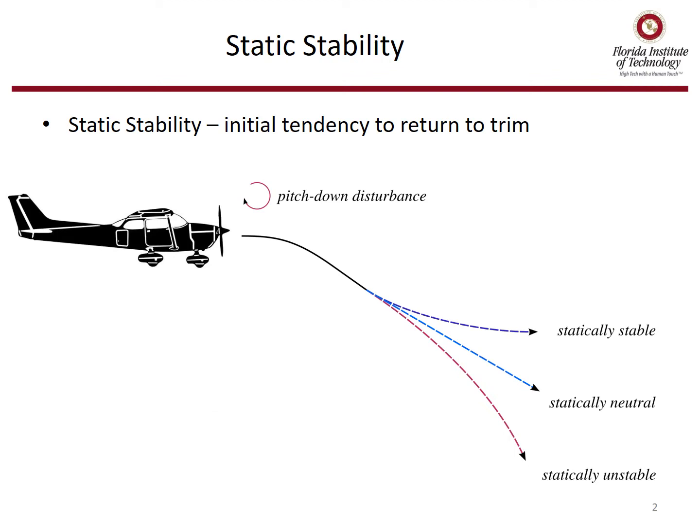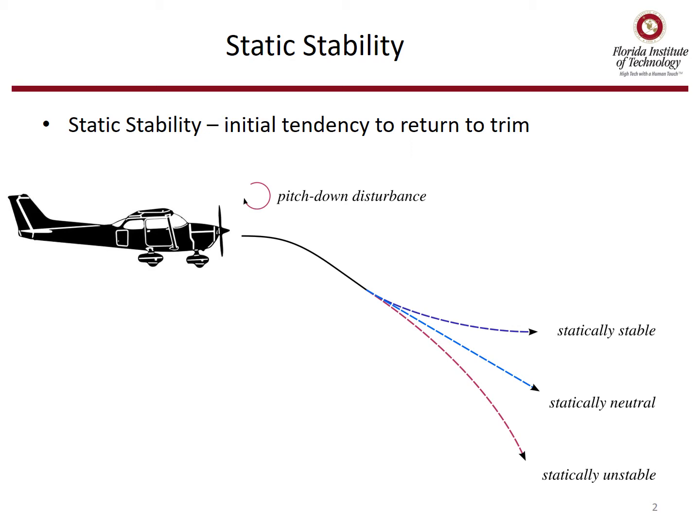If you remember from the first lecture of Chapter 19, we defined stability, and static stability was the initial tendency to return to trim after being displaced or disturbed. In the illustration here, the airplane's flying straight and level, and then it gets a pitch down disturbance. So we want to look at what's the initial tendency after the disturbance.